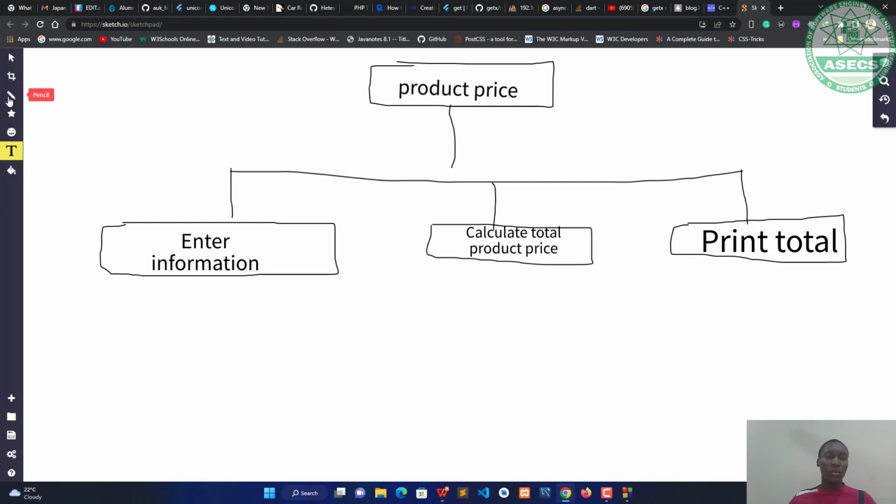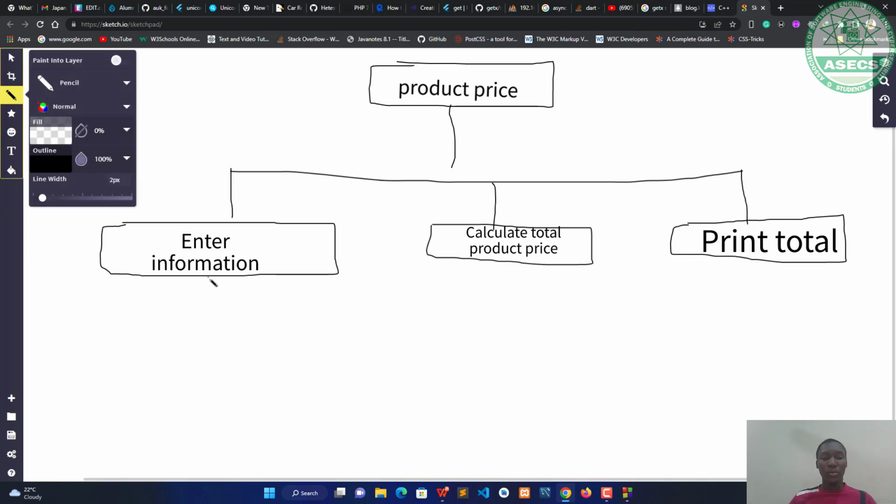So the next one is we should collect that information. We need a product name, quantity in stock, and unit price. So it should be something like this.